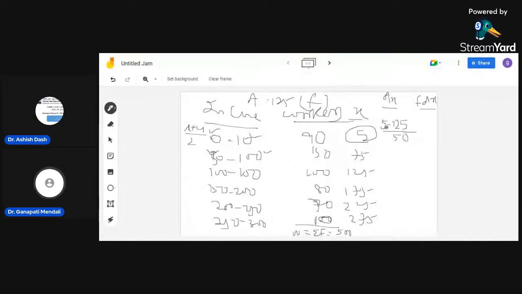So it is 5 minus 125, 120 by 50. I think there is some error here. Okay, the second one, this is 75: 50 plus 100 by 2, 150 by 2, 75. So 75 minus 125, that is minus 50, by again 50. So it is minus 1.